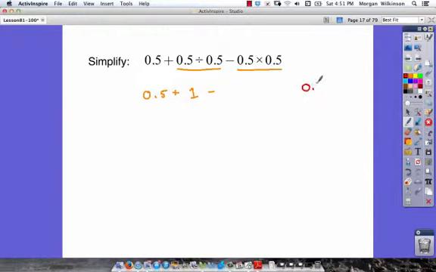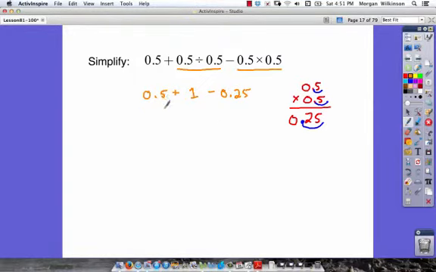Well, we can do the math there. 0.5 times 0.5. 5 times 5, that's 25. And we know we have to move the decimal over. Well, once, twice. So we move it back in twice to balance everything out. So our answer is 0.25. So we're going to have the problem of 0.5 plus 1 minus 0.25. Got to work with the order of operations.